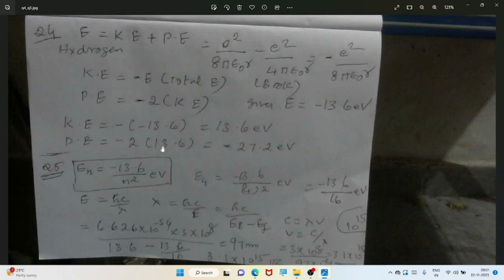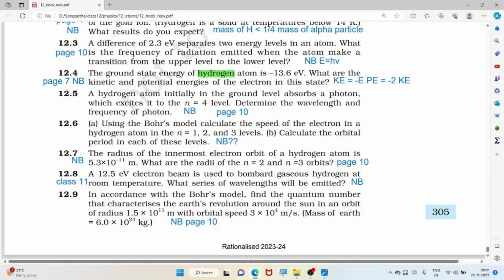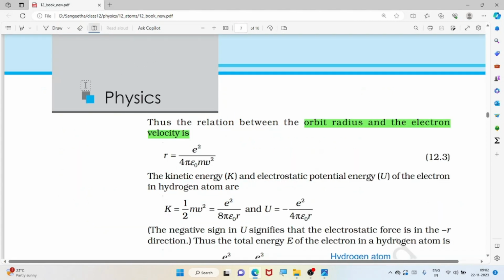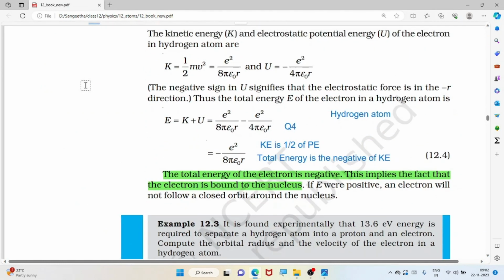Okay, so using this you can find out what is kinetic energy, what is potential energy. See, they have given here total energy equals kinetic energy plus potential energy for the hydrogen atom. Okay, using this formula you compute that.